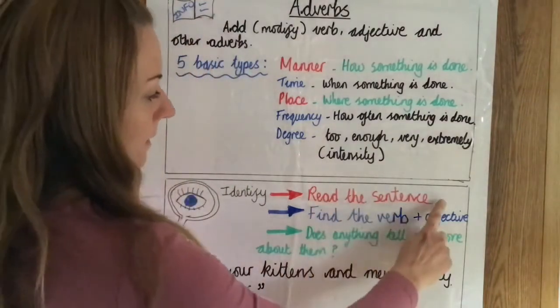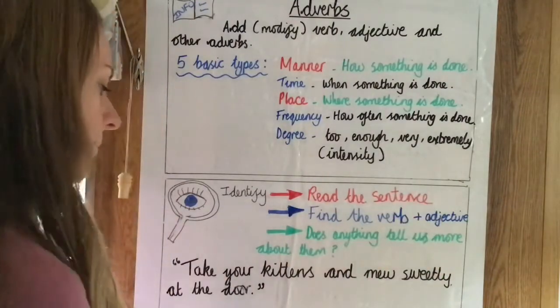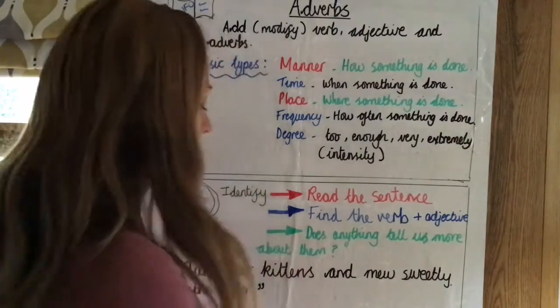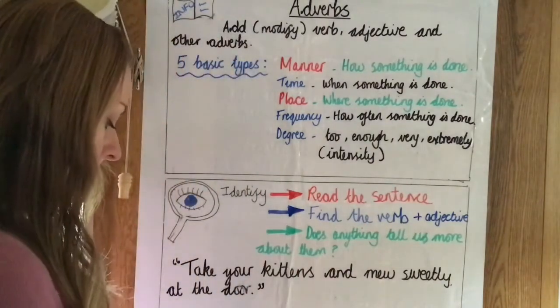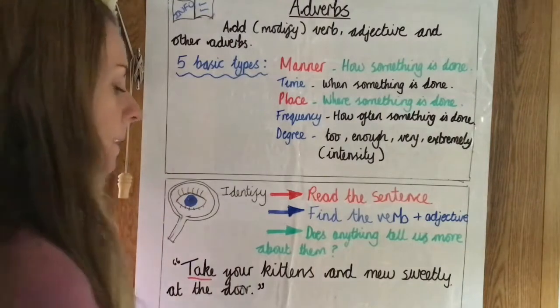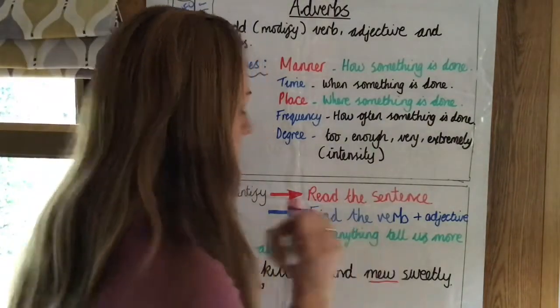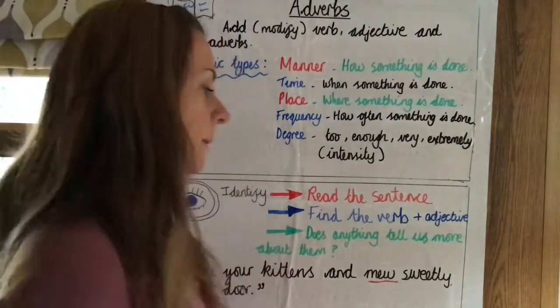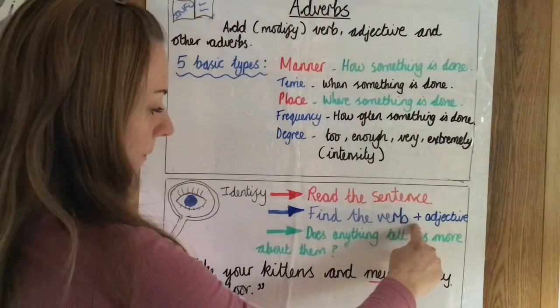So we've read the sentence and then we have to find the verb. Now go back to the lesson on how to find a verb if you look at this sentence and you can't find it now. But our verbs are take your kittens and mew sweetly at the door. So we have 2 verbs that are being used. So we've found the verb.